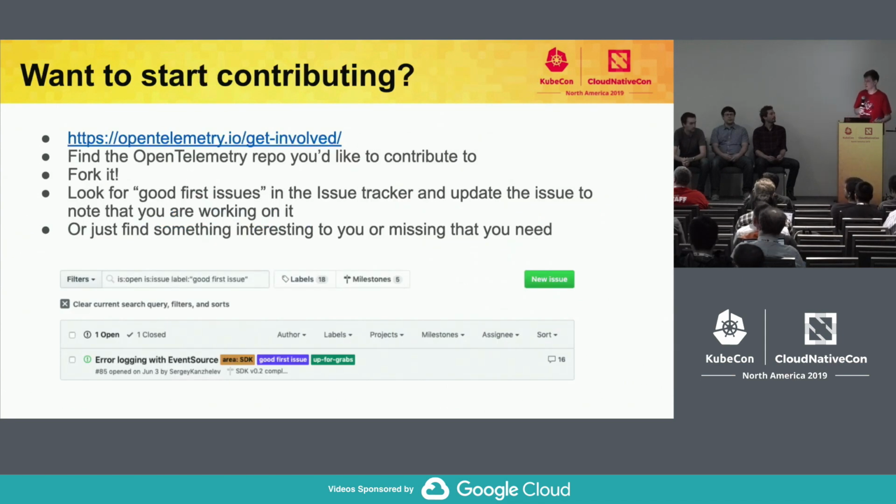So if you're looking to start contributing today, first you can check out our Get Involved page on the website, and then find the repo that you're interested in taking part in, fork it, and start hacking away. You can look for good issues to get started with by searching in the repo's issues by the tag good first issues, or if you simply find something interesting or missing, dig in, talk in the Gitter channel, and get some feedback from people who are working on it as well, and start hacking away.